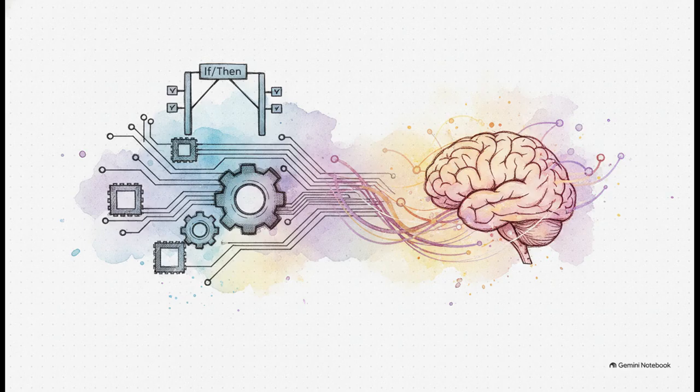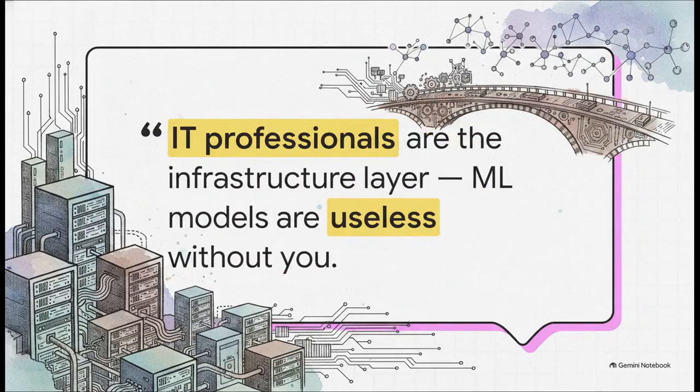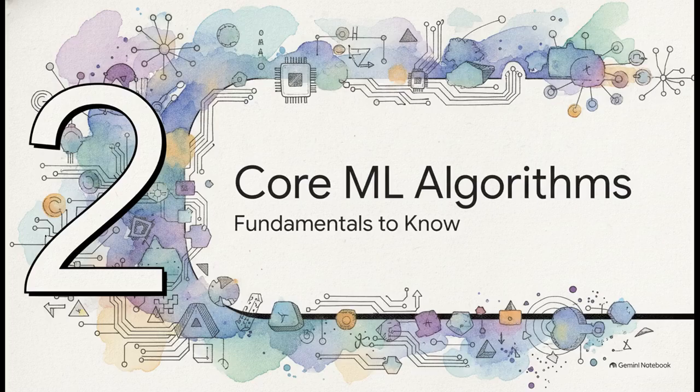Data-driven ML is a totally fundamental shift. It actually learns from the data itself to detect patterns and anomalies at a massive scale. It adapts autonomously, so you don't have to rewrite the rules every single time the environment changes. So, the crucial point to remember here is this. IT professionals are the deployment, infrastructure, and reliability layer. ML models are literally useless without you. You are the bridge that takes these algorithms out of some sandbox and turns them into highly available, resilient production systems. Moving on to Section 2, Core ML Algorithms Explained.